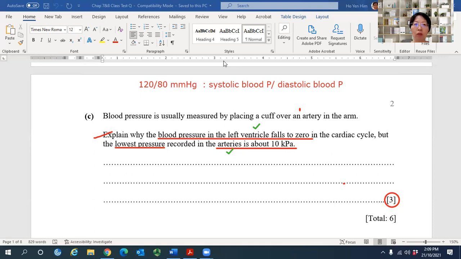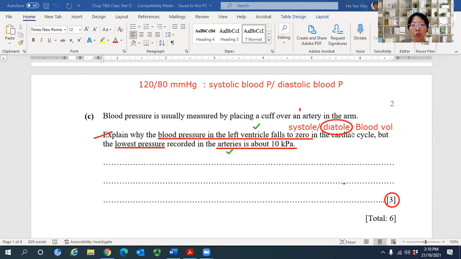Okay, so first you need to explain about blood pressure. Why does it go to 0? Blood pressure going to 0 has to do with the fact that pressure depends on systole or diastole, right? So this is the first thing. And then pressure also depends on blood volume. So there are 2 things here for you to mention. Blood pressure in the left ventricle falls to 0 because the ventricle is undergoing diastole, right? It means it's not contracting, it's relaxing.